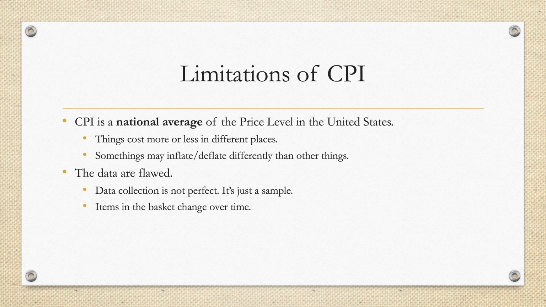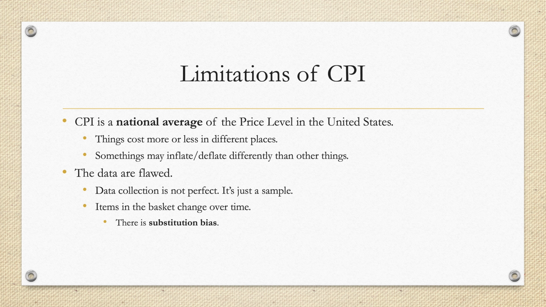So that's not perfect. The other issue is that the items in the basket, the market basket, will change over time. The reason for that is Americans change what they buy over time. We used to buy things that we don't buy so much today for a number of reasons. Maybe they're less healthy. Maybe they're just not as trendy as they used to be. But if you're going to use that basket to compare the prices of things Americans buy regularly, those things are going to change over time, but that's going to skew your information a little bit.